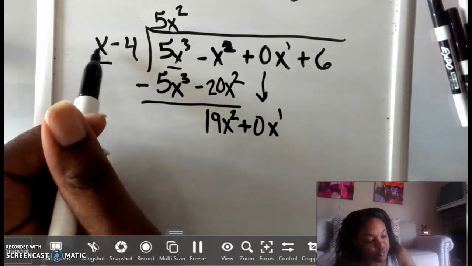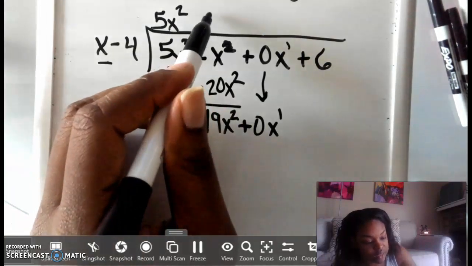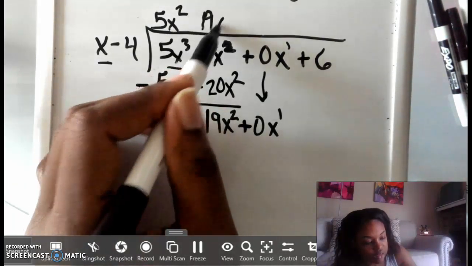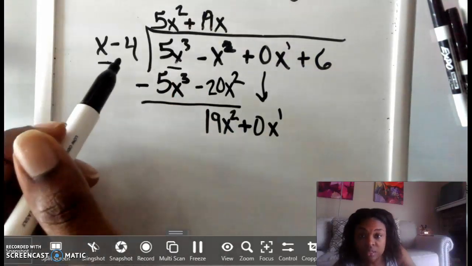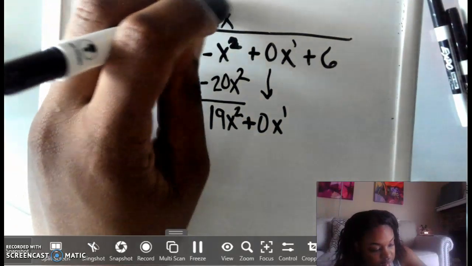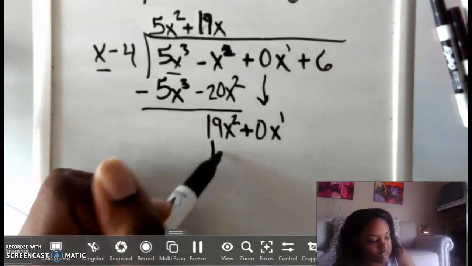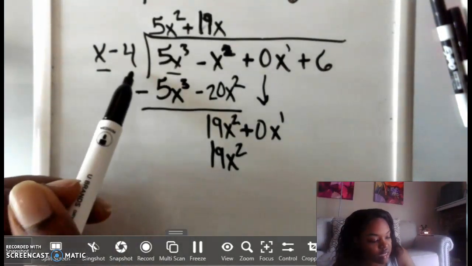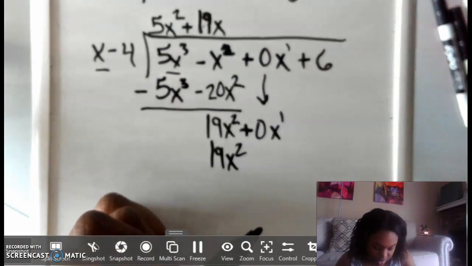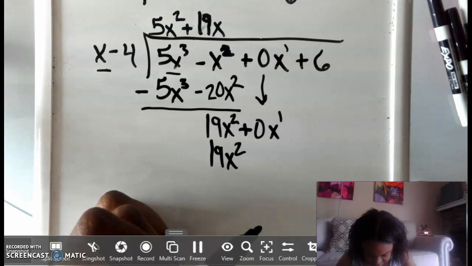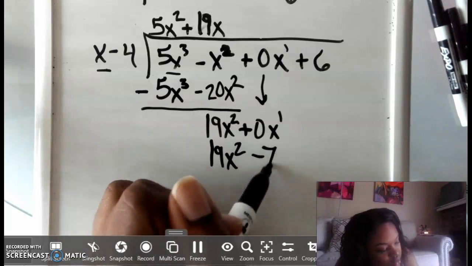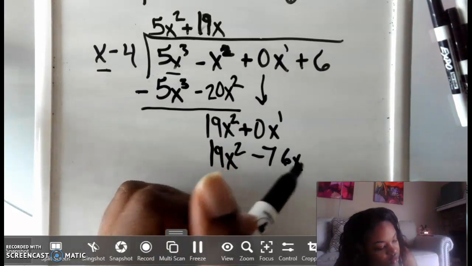Alright, then x will go into 19x squared 19x times. So this is 19x, so 19x times x is 19x squared. And then 19x times -4. Gotta do a little math here. 19 times 4, negative 76x. Alright.